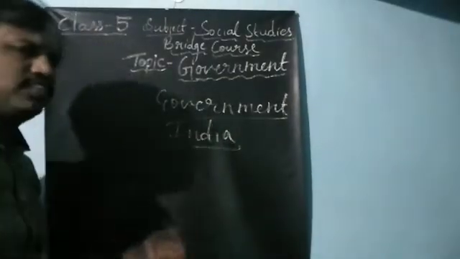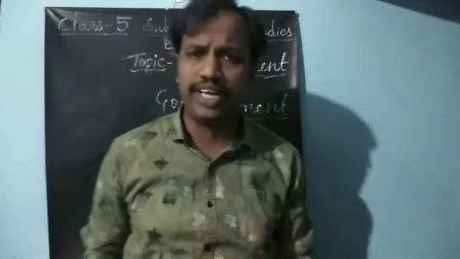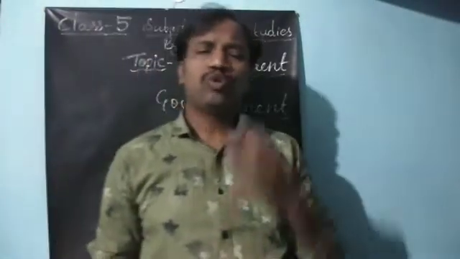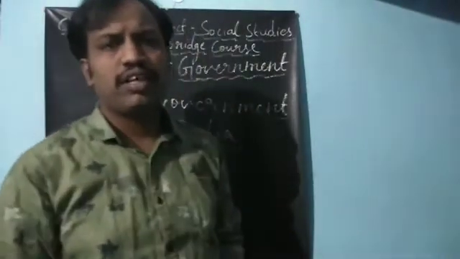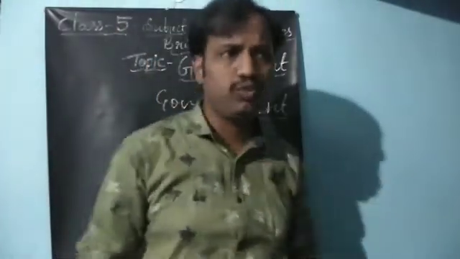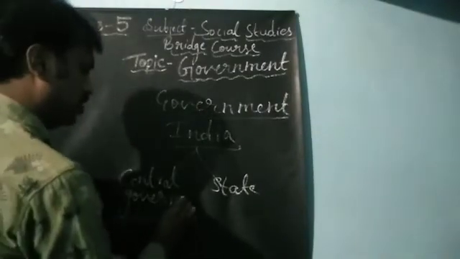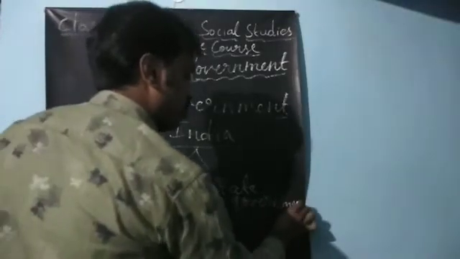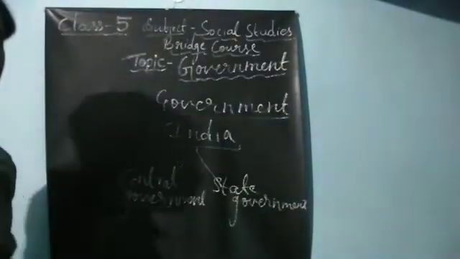As we all know, India is a big country which consists of a lot of states as well as union territories. So to rule this big country, the government has been divided into two levels: one is the central government and the other is the state government. These central and state governments make their own rules and regulations.